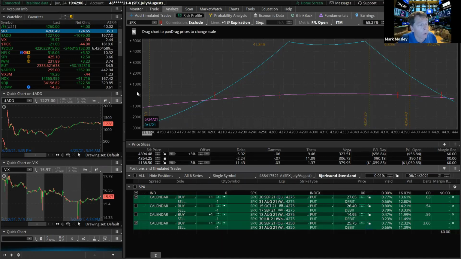Something else I'm watching on a day-to-day basis, over here on the left-hand side, I've got $ADD, the advance-decline line, on a 1-minute chart. I've found this to be a fairly good indicator of how strongly we're moving up or down. In my view, a strong reading would be plus 1,000, which is fairly bullish, and a strongly negative reading would be minus 1,000, which is fairly bearish. Anything between plus 500 and minus 500 is fairly neutral.